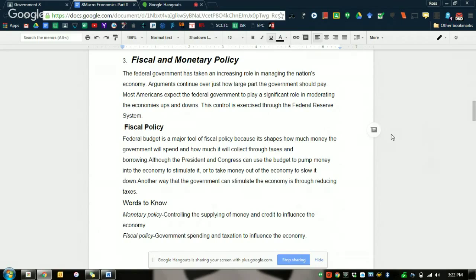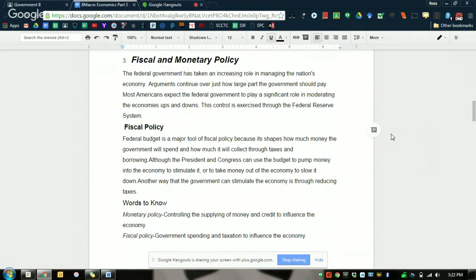So we have sort of two different organizations. We have the federal government, which is usually in charge of the fiscal policy, and we have the Federal Reserve System, commonly known as the Fed, which is going to be in charge of our monetary policy. So let's go ahead and jump in. Let's start with fiscal policy.